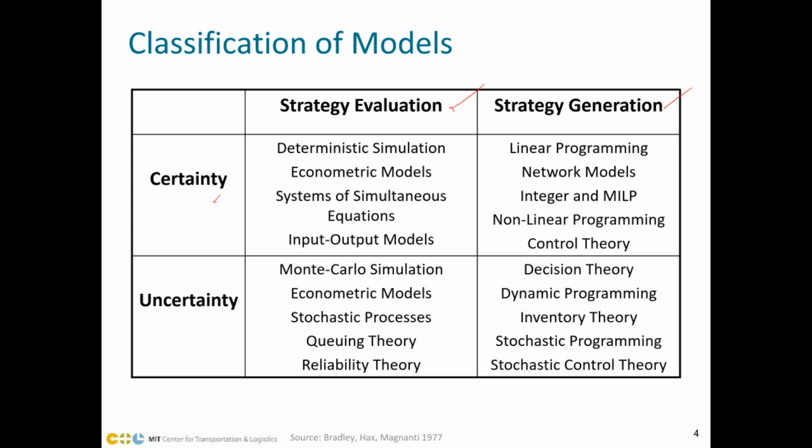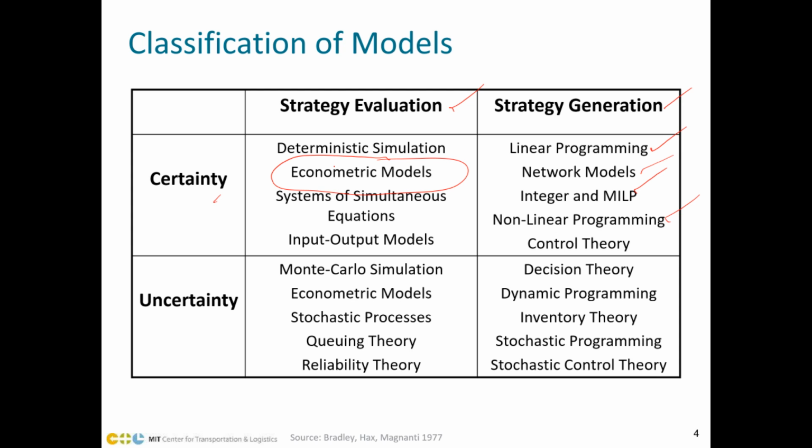So in certainty for strategy generation, we'll be using a lot of these models. We'll introduce you to linear programming, network models, integer programming models, mixed integer linear programming models, nonlinear programming as well. We'll spend a lot of time there because supply chain tools really rely on those models. We'll also look at some evaluation techniques when you have certainty, and that'll really be econometric models. We'll do a lot of this, especially in forecasting, which is interesting. We'll use econometric models like regression here.